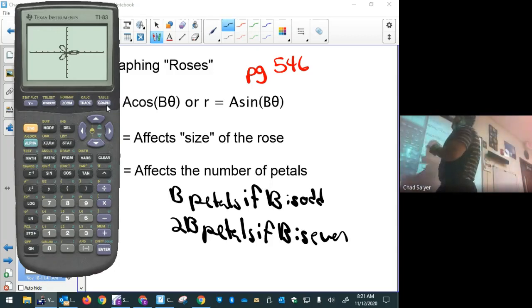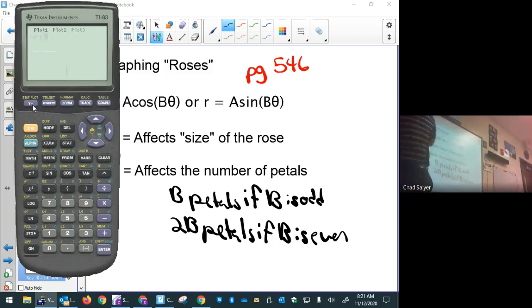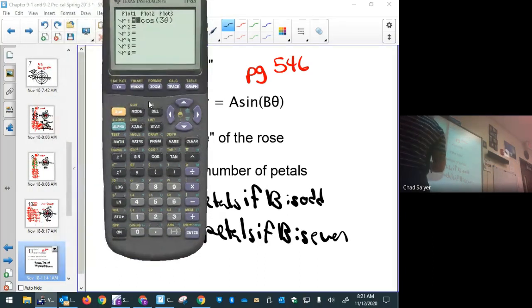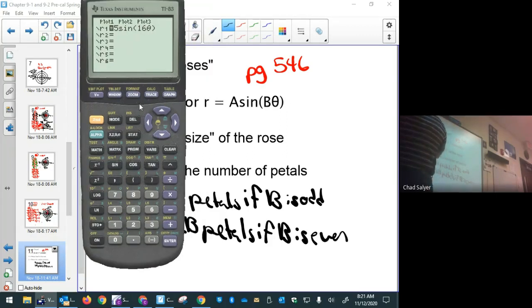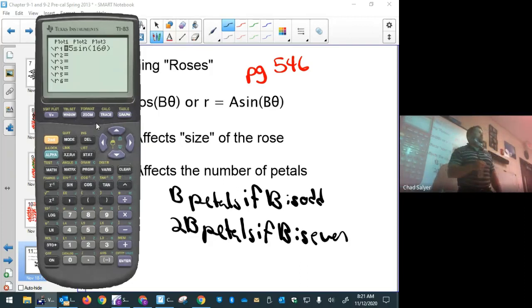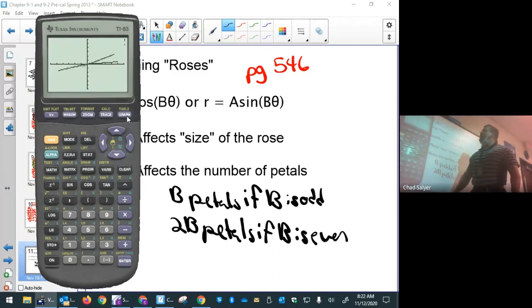What about, let's see if I do this. Let's do 5 sine of 16 theta. How many petals will this one have, Holden? 32. It's going to be a mess, isn't it? You probably won't even be able to tell them apart. Oh yeah, it'll just look like a starburst. Actually, it looks really cool.